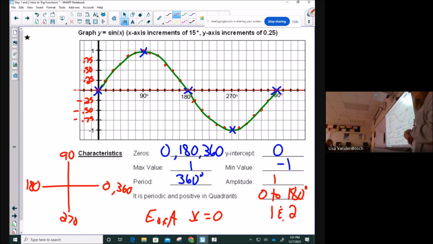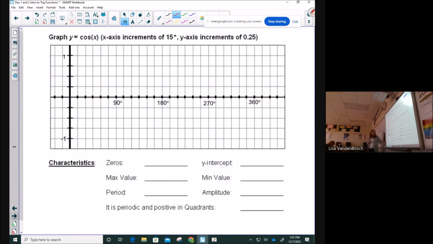Everybody okay with a sine wave? So we start at 0, over 90, up 1, over 90, down 1, over 90, down again, over 90, back up. So here's what I want you to do now. Same thing, but this time it is for our cosine wave. So same thing, it says 0.25, 0.5, 0.75. And again, you're using 15-degree increments.